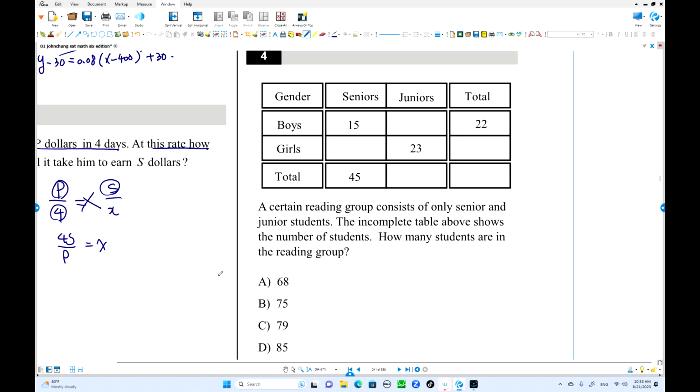Number 4, we have a two-way frequency table. So complete the table, and how many students are in the reading group? You're gonna find the total number of students over here, okay? Now fill out. So this is 45, this is 30, this is 53. We don't need this one, okay? That's fine. The sum of this one is 75. That is the total number of students.